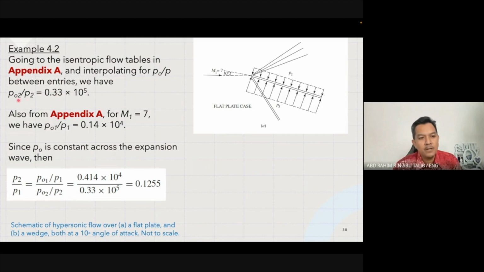Okay. Going into the isentropic flow table in Appendix A now, and interpolating for the pressure ratio P0 over P between entries, we have P02 over P2, which is equal to 0.33 times 10 to the power of 5. And also from Appendix A for Mach number of 7, we have P01 over P1 equal to 0.14 times 10 to the power of 4, right? Since we know P0 is constant across the expansion wave on the top of the surface, we use this expression for the pressure ratio P2 over P1: we put P01 over P1 on top, and P02 over P2 that we have already obtained from our previous slide, 0.33 times 10 to the power of 5, and you will get the pressure ratio P2 over P1 to become 0.1255. All right.